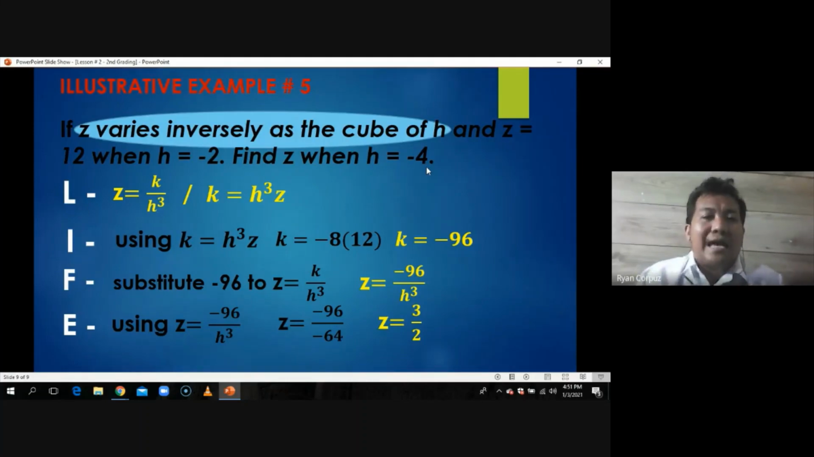So that's how we answer example number 5. So hopefully naintindihan nyo yung mga problems na sinolve natin involving inverse variation. So that's how we solve problems which involve what we call inverse variation. So that would be all for today.